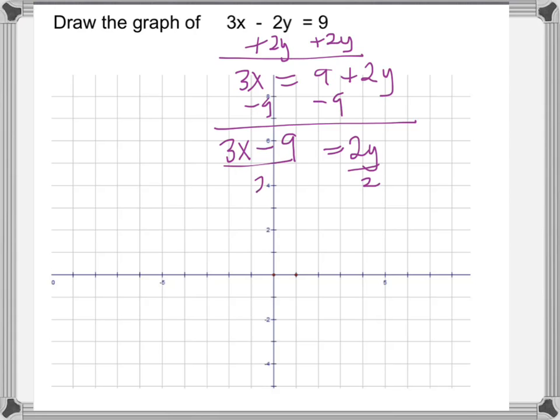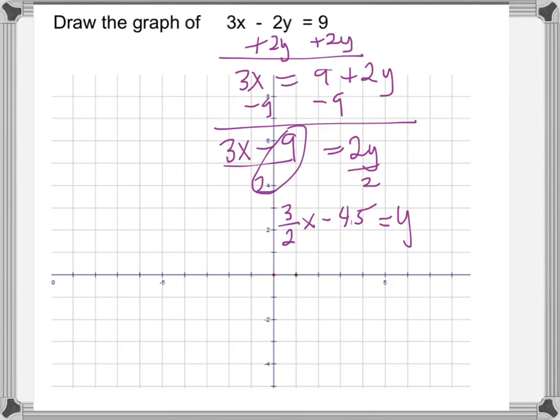Divide all the terms by 2, so I have y is equal to 3 over 2 x minus 9 over 2. Now, I want to keep the slope as a fraction, but I want to write the 9 over 2 as a decimal. So 3/2 x minus 4.5 is equal to y.